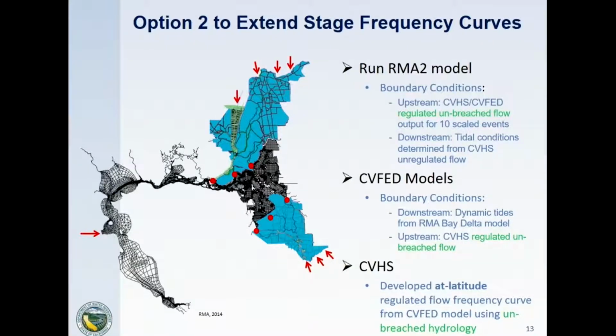And a lot of time goes into the pre and post processing, in exchanging the information. Like you provide them the boundary conditions at the top, and then they provide you the conditions back, and you have to rerun them. You have to rerun your CVFED models. Another catch is that RMA2 doesn't incorporate the levee breaches. You have to embed them in the geometry.